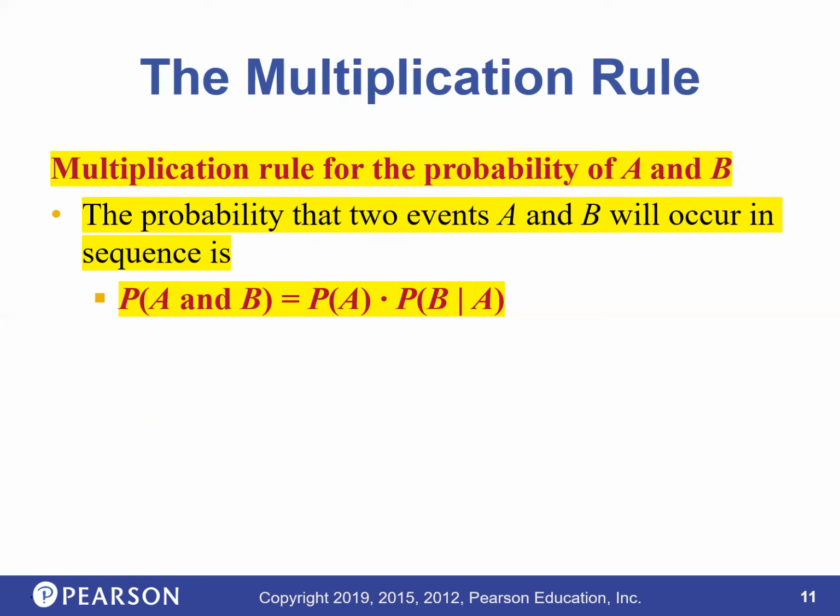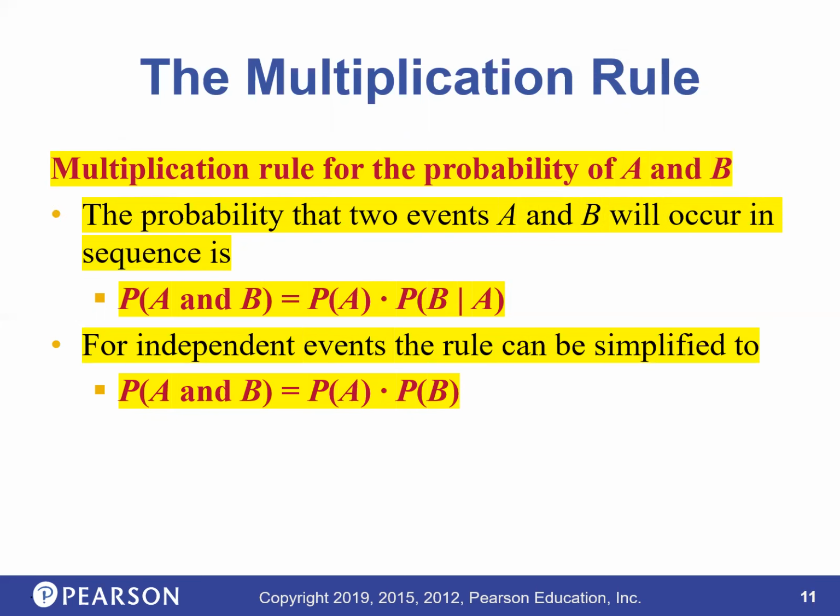Now, one extra caveat is this right here. If it's an independent event, if you know it's independent, then you can forget about the conditional statement of B given A, and you just multiply the probability of B and the probability of A.